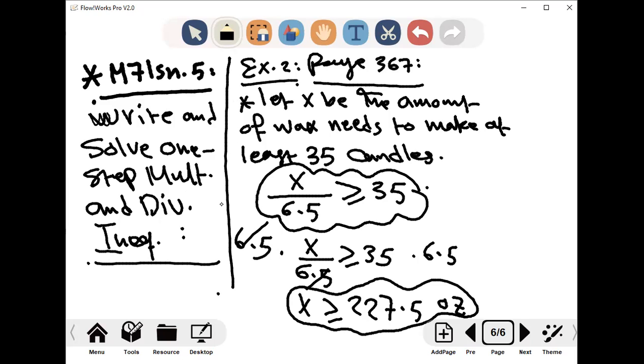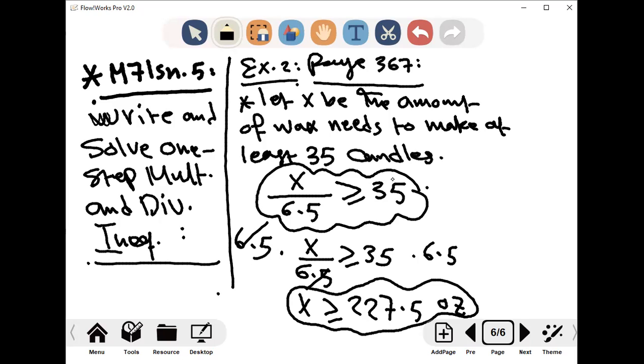I mean, assume x, didn't we say x is more than 227.5 or equal? Assume x is 230. Is it acceptable? Yes. Now divide 230 divided by 6.5. Calculator, how much? I'm assuming a value for x. 35.3. That means more than 35. Got it? Not that the 6.5 should be more than.